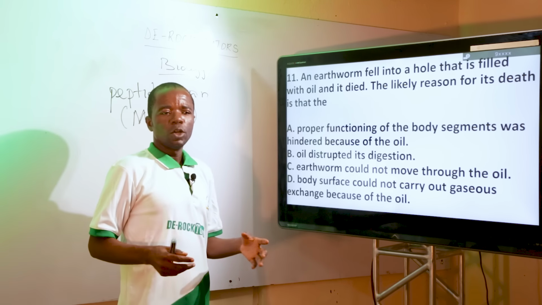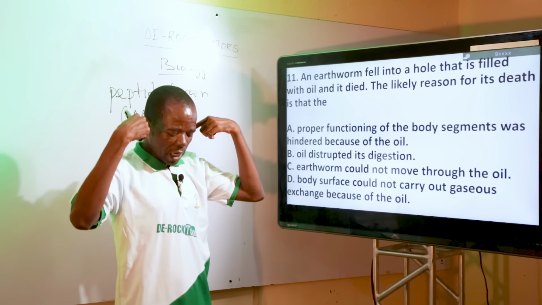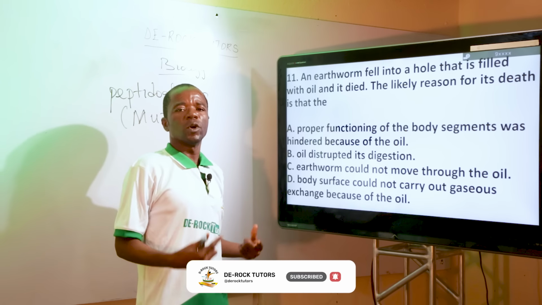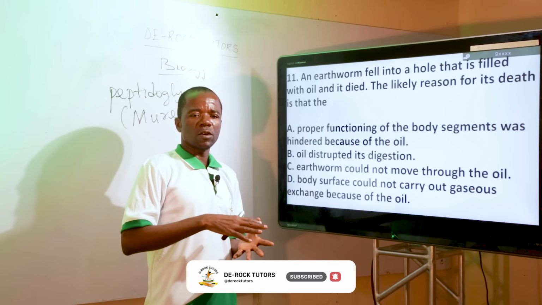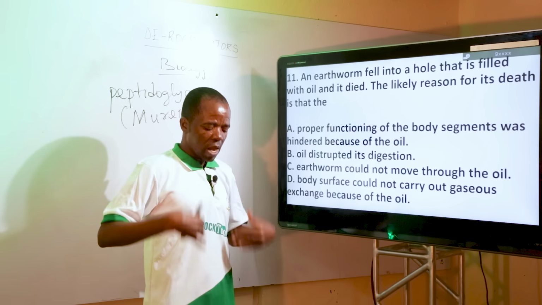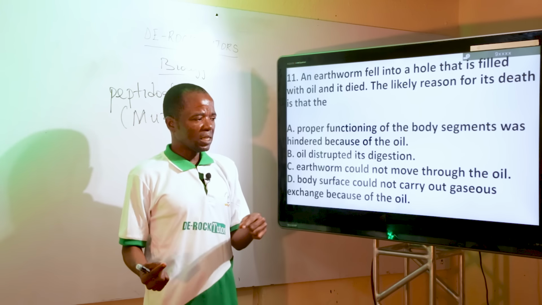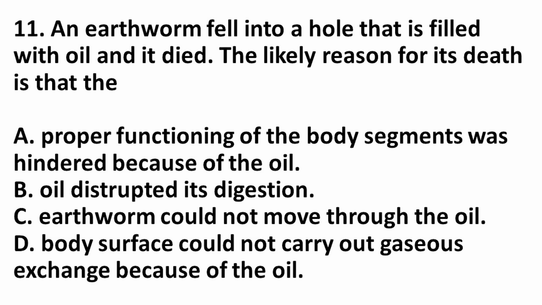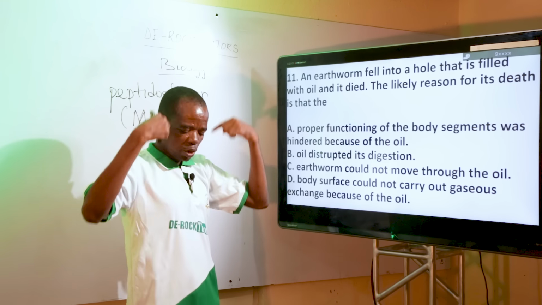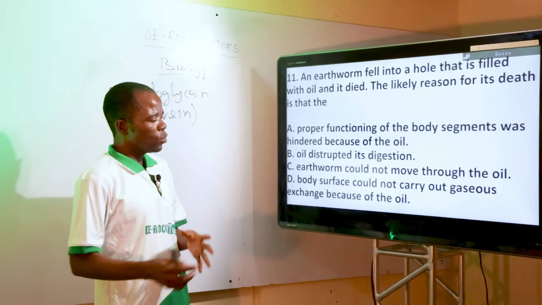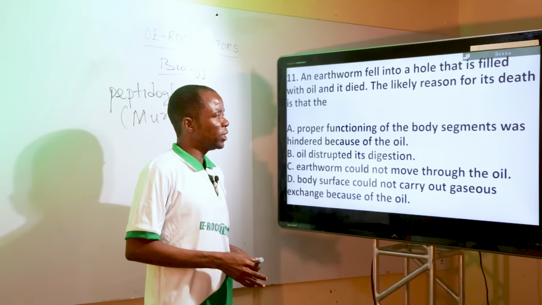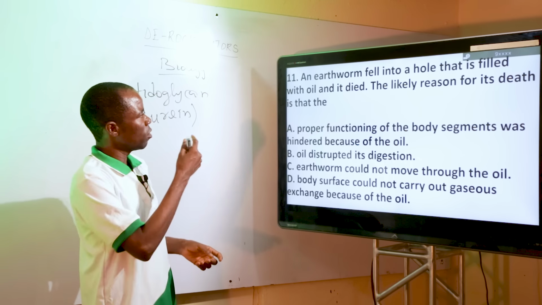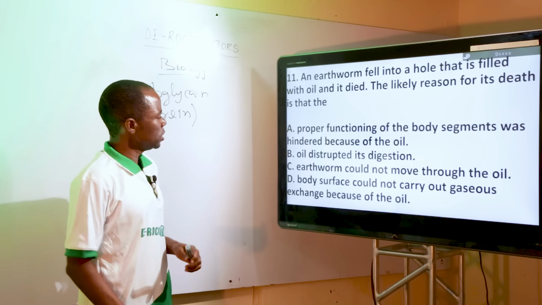We know that earthworm does not have any specialized organ for respiration. What earthworm uses for respiration is the entire moist body surface. And moist in the sense that that is liquid, that is water. And gases like oxygen can diffuse through that particular moist body surface through the water. But oil, gases like oxygen cannot diffuse through the oil. And because of that, when that particular earthworm fell into that particular hole, the oil will actually prevent the moist body surface from carrying out the function for which it is designed, which is gaseous exchange. And when that particular earthworm is starved of oxygen, it eventually dies. That was what was responsible for the death of the earthworm. So once again, the correct answer for this is option D.